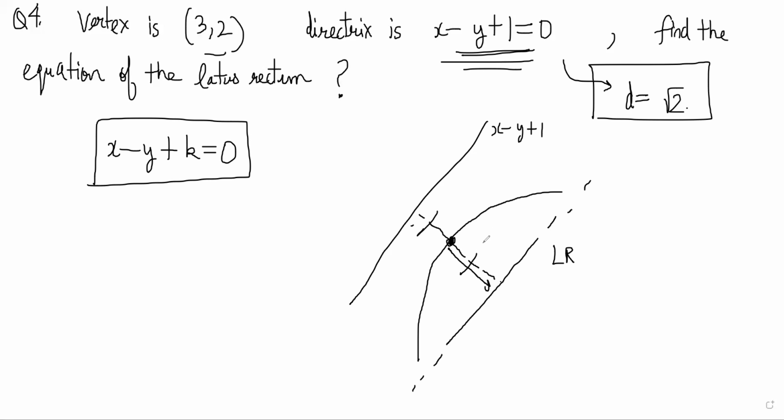So 3 comma 2 is this point, you have to go root 2 distance to find the point here. How do you get this point if I want to find it at a root 2 distance from this? You will have to go along the slope, along this line, right? So this is the parametric form. Try to get the focus point.